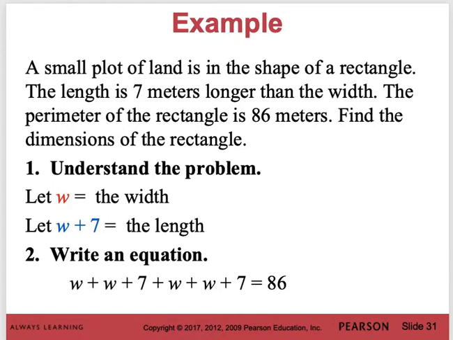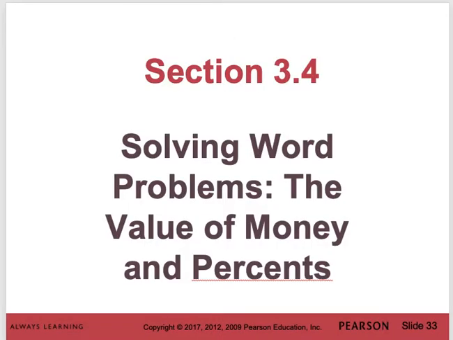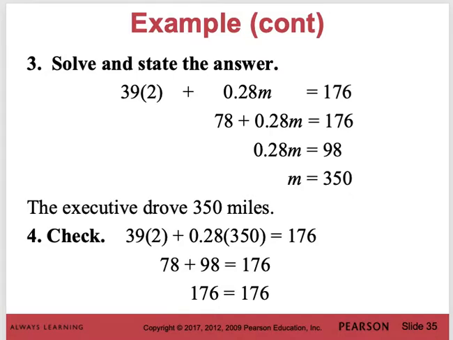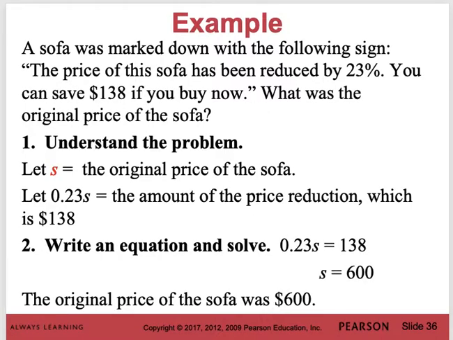Here is one more example that is very similar. In section 3.4, you're solving word problems with the value of money and also using percents. We're going to use the same steps, except here we have money, decimal numbers. So let's find one with a percent. A sofa was marked down with the following sign: the price of the sofa has been reduced by 23%. You can save $138 if you buy now. What was the original price of the sofa?